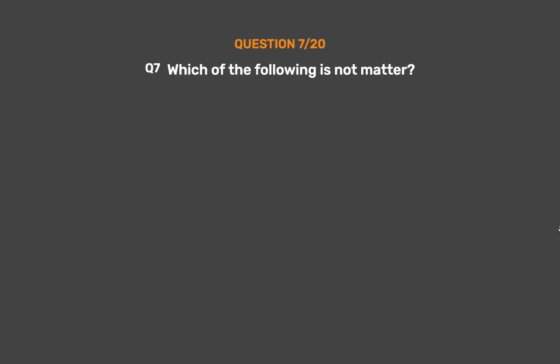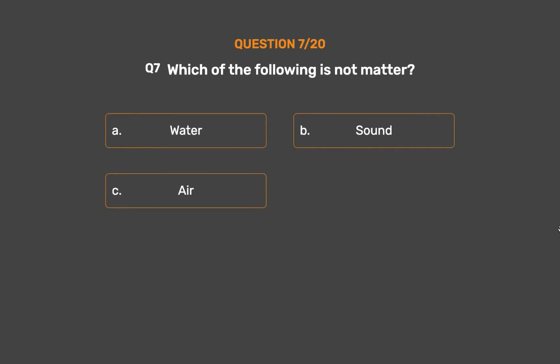Question number 7. Which of the following is not matter? Option A. Water. Option B. Sound. Option C. Air. Option D. Book.